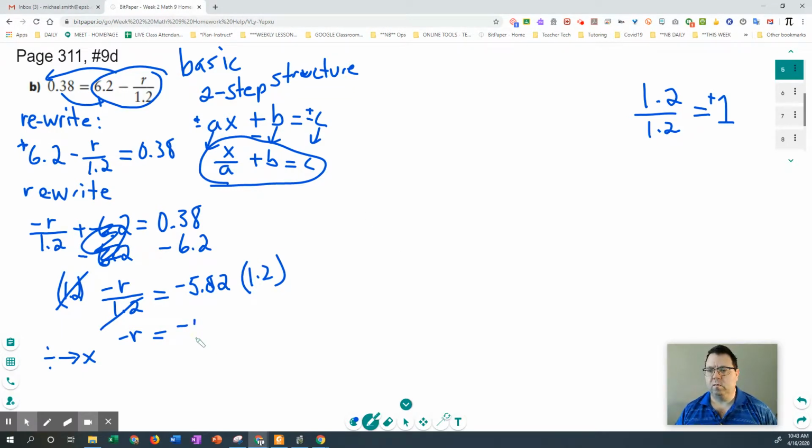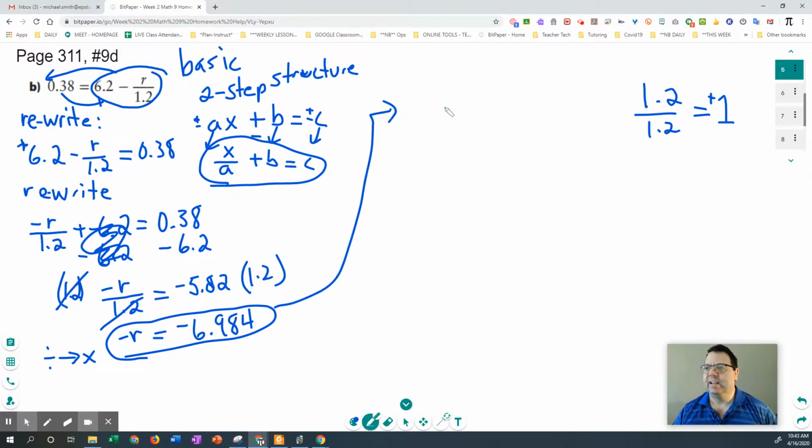Okay, negative 6.984. Okay, are we done? No, we're not done, because we're not supposed to solve for a negative r. This is a problem. Okay, so negative 6.984, but it's a very, very simple problem to fix.